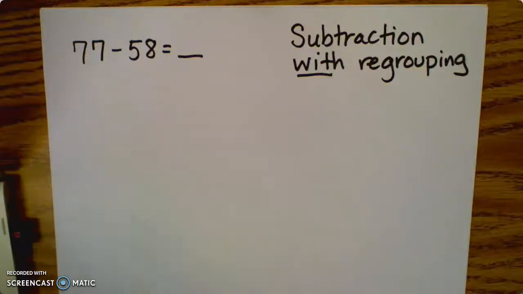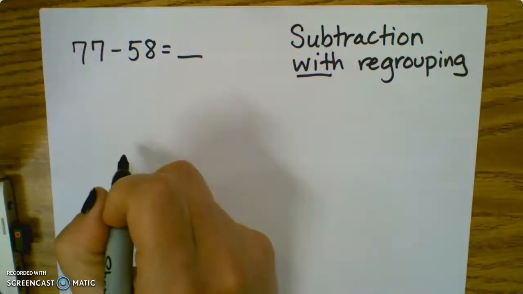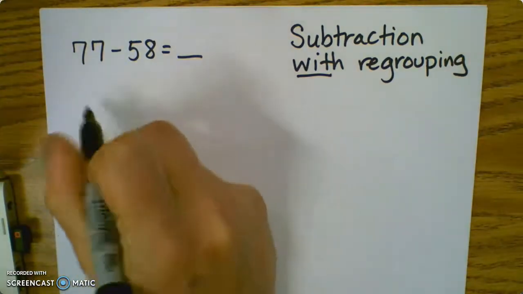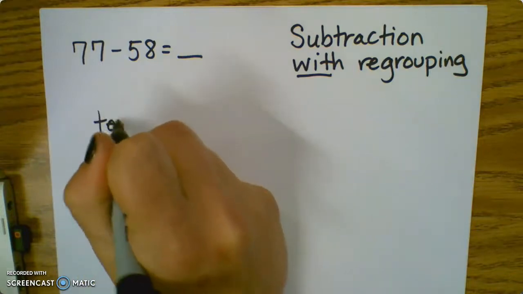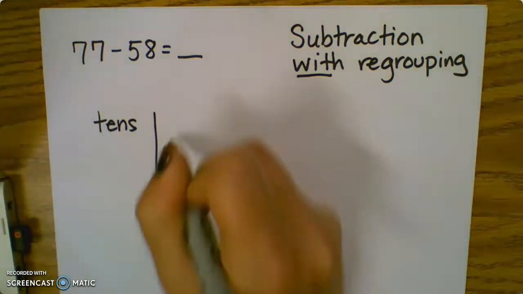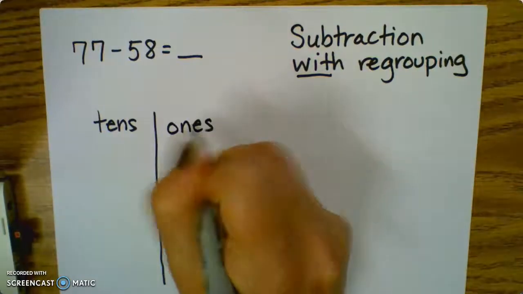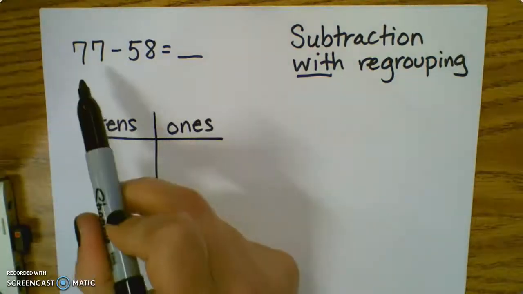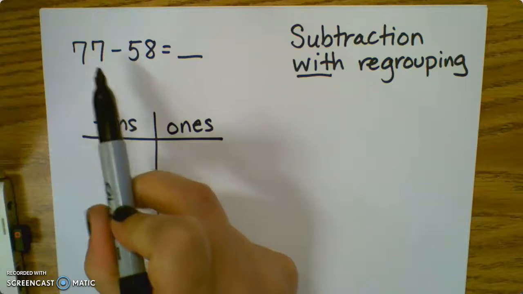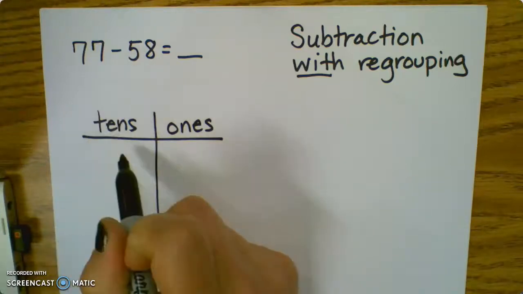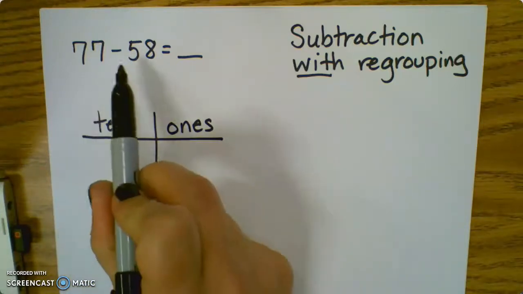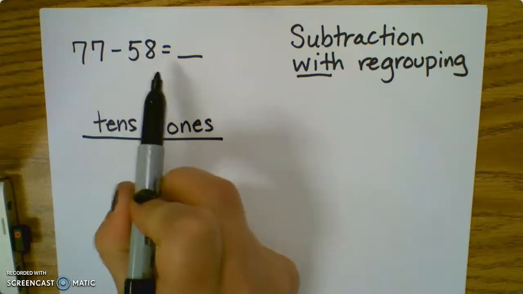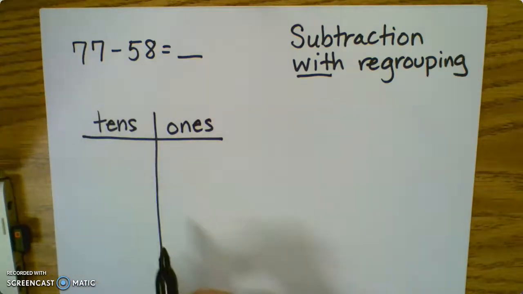Welcome back. Now I am going to show you subtraction with regrouping, and we are going to use place value blocks for this one. We are going to draw our tens and ones chart. Okay, and we are only going to build 77, our first largest number. We're not going to build 58 because we are taking away 58, so we're going to build 77.